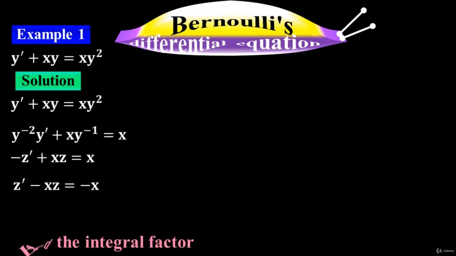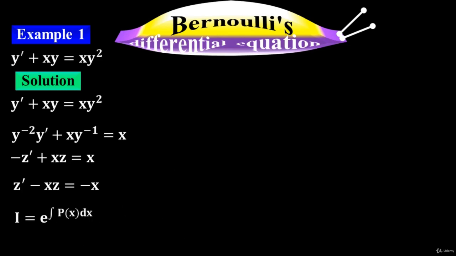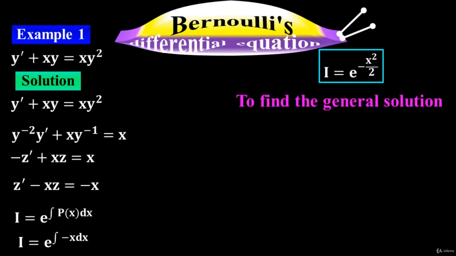Step 2, to find the integral factor. Integral factor equals e to the integral of p of x dx. Substitute the value of p of x, which is minus x. Integrate minus x. Here is the final value for integral factor, I equals e to the minus x square over 2. This is the integral factor. Step 3, to find the general solution.